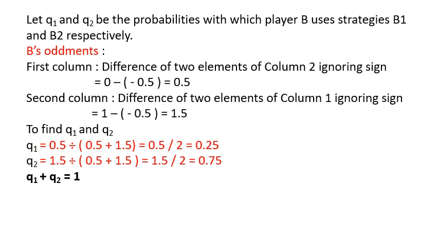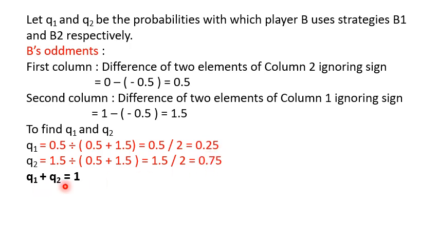Let Q1 and Q2 be the probabilities with which player B uses strategies B1 and B2 respectively. So B's oddments, similarly, you find: the difference of the two elements of column 2 ignoring the sign, 0 minus 0.5, that is 0.5. The difference of the two elements of column 1 ignoring sign, 1 minus 0.5, that is 1.5. To find Q1 and Q2, again 0.5 divided by 0.5 plus 1.5, that is again 0.25 and 0.75.